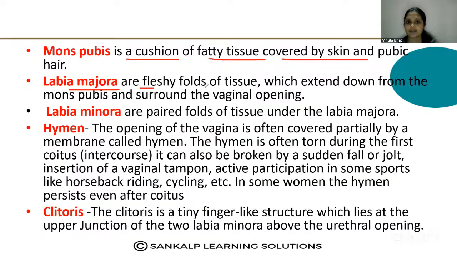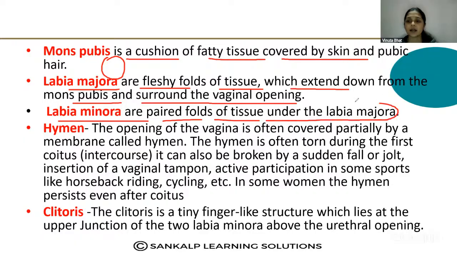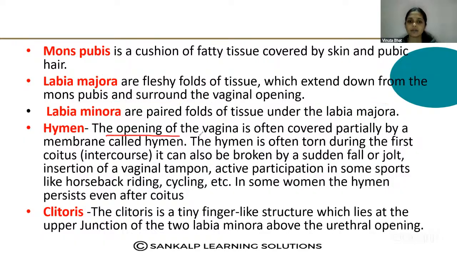Labia majora is the fleshy fold of tissue which extends down from the mons pubis and surrounds the vaginal opening. So that is present around the vaginal opening, and labia minora are paired folds of tissue under the labia majora. Then the hymen, the layer that partially covers the vagina, is a membrane that is called the hymen.